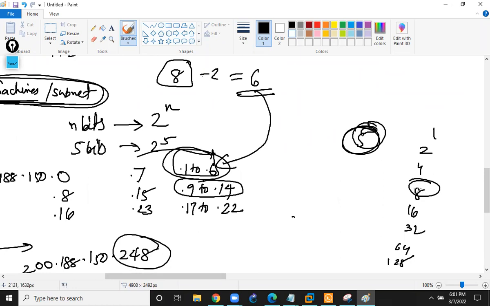But again, let me ask you another question. What if your requirement is 7? What if the requirement is 7? Exactly. We need at least 2 more. Okay.